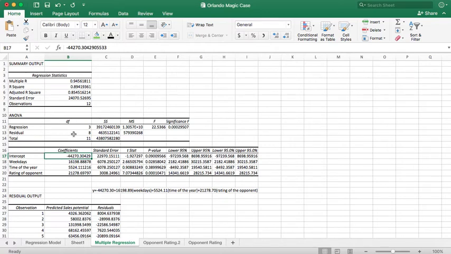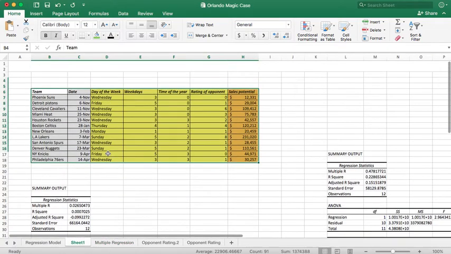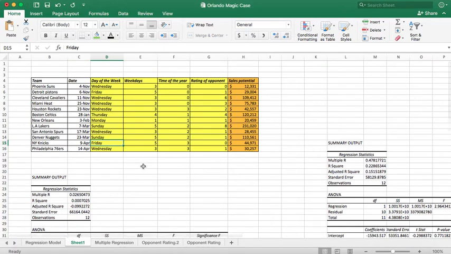Okay, so by giving this formula, pretty much we take the numbers that were given in the multiple regression line when we combine the 3 independent variables with the dependent variable. Let's go back to the table real quick. So when we combine the weekdays, the time of the year, and the rating of the opponent with the sales potential, as explained before.